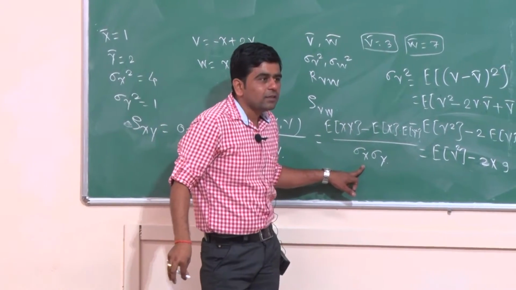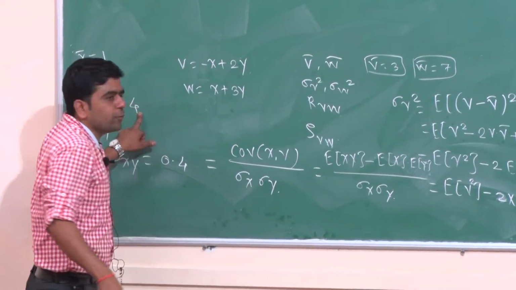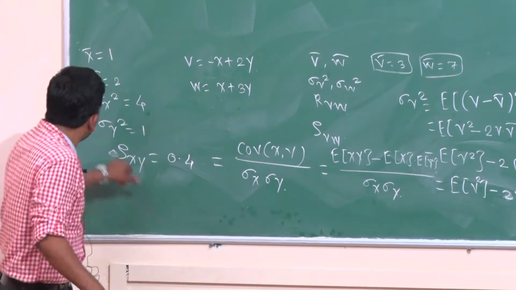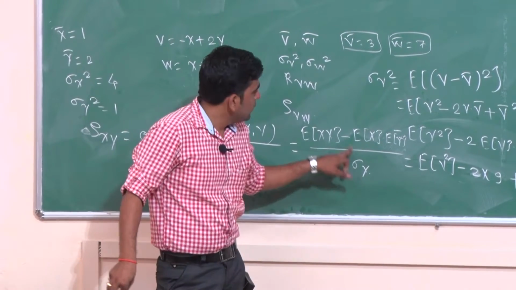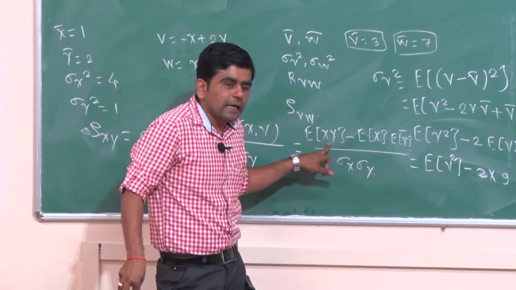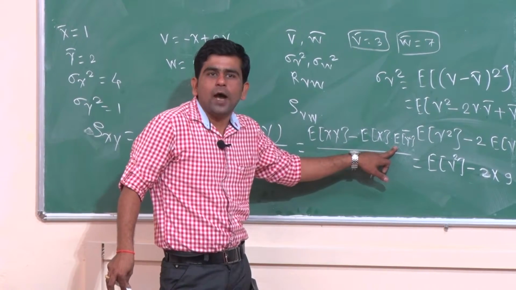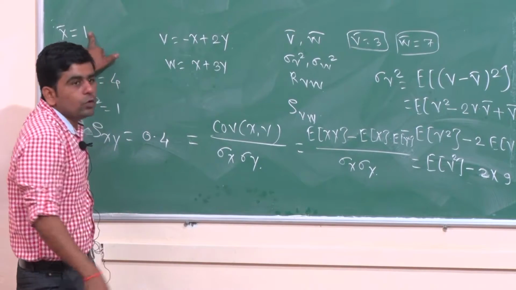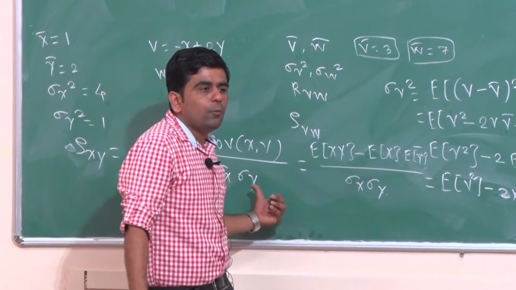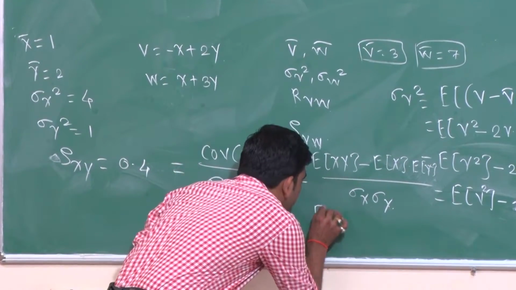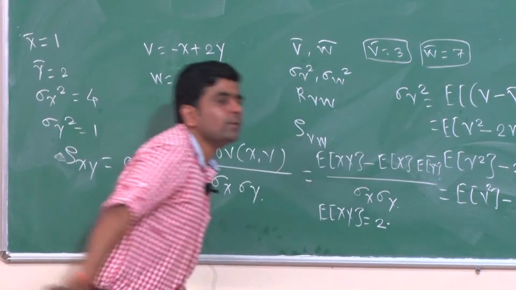Here sigma x is the standard deviation. Sigma x square is 4, so sigma x is 2. Sigma y square is equal to 1, so sigma y is 1. Expected value of xy, that is your correlation function, minus expected value of x into expected value of y. These are the mean values, 2 into 1. Equating these two equations, that is equal to 0.4, we will get the expected value of xy equal to 2.8.